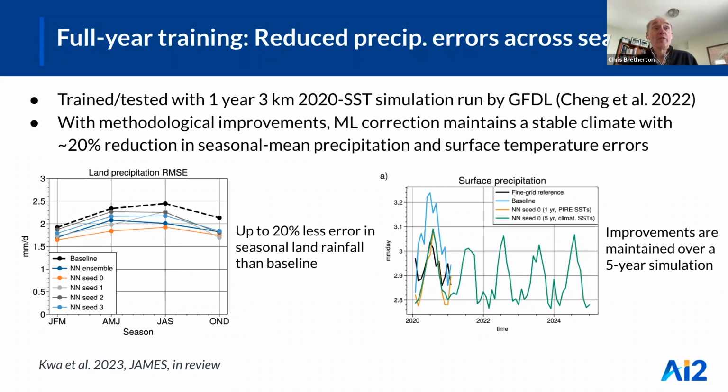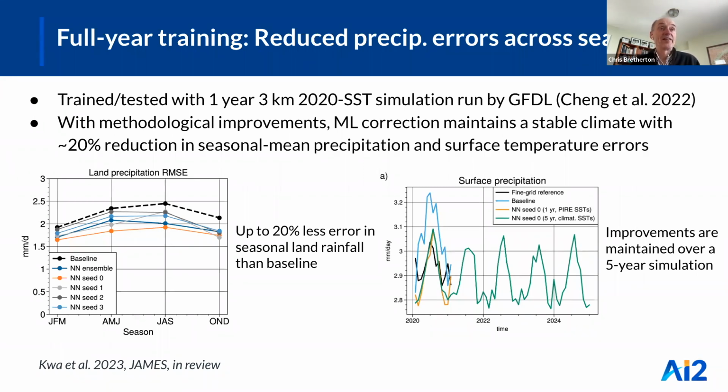And we found that depending on the random seed that we used, we got varying qualities of results. After a while, all of our results did represent improvements in the precipitation climatology to differing extents. The plot at the left shows 4 different seeds plus the ensemble mean of those seeds applied as machine learning corrections, and shows the time mean precipitation error relative to the fine grid reference in 4 seasons.